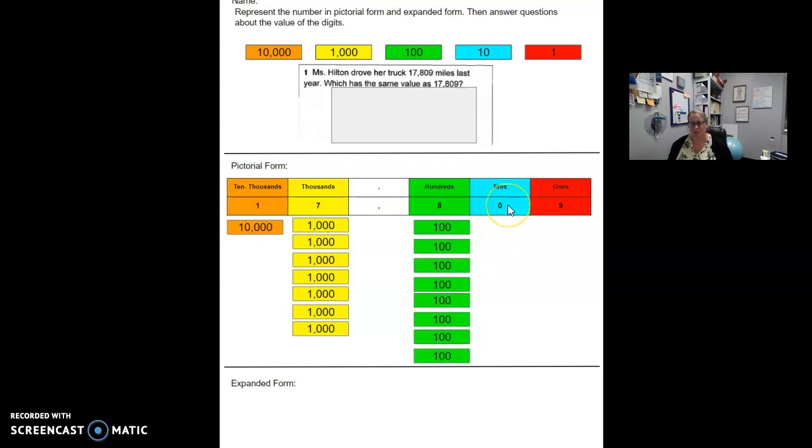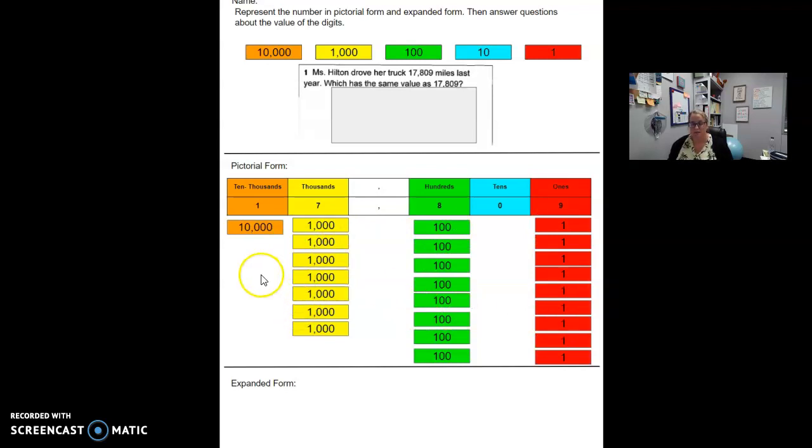Now it says 0 tens. If it's 0 tens, I'm not going to have anything in here, so it's just going to be left blank. Then I'm going to move to my ones place, and it says I need 9. 1, 2, 3, 4, 5, 6, 7, 8, and 9. Now I've modeled it pictorially, but I want to know what it is in expanded form.